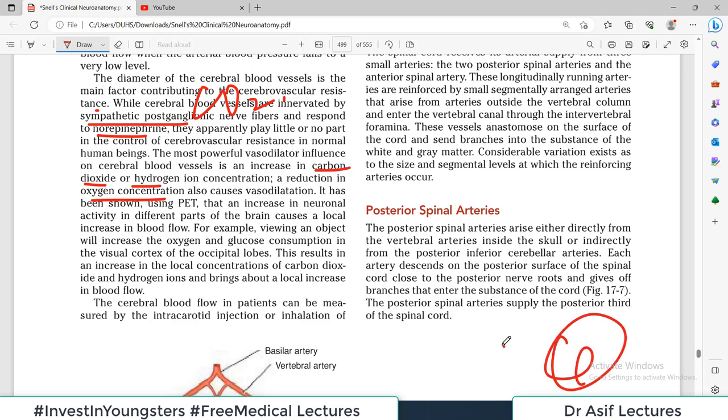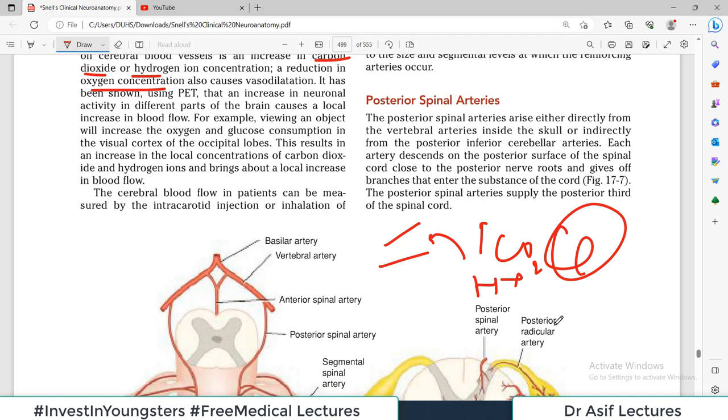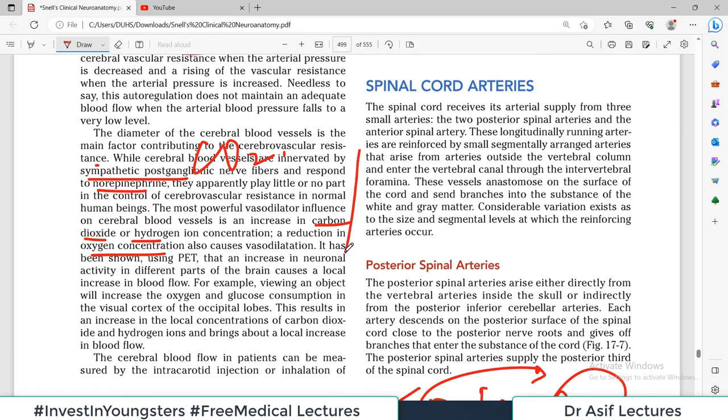Dekho, brain tissue mein agar carbon dioxide zyada ho jayega to iska matlab vasodilation honi chahiye taki ye jaldi se nikle. Agar brain tissue mein hydrogen ion concentration zyada ho jayegi to pH drop ho rahi hai, vasodilation hogi taki ye nikle. Agar brain tissue mein oxygen ki concentration kam ho rahi hai to vasodilation ho jayegi taki zyada blood aaye. This is all common sense.